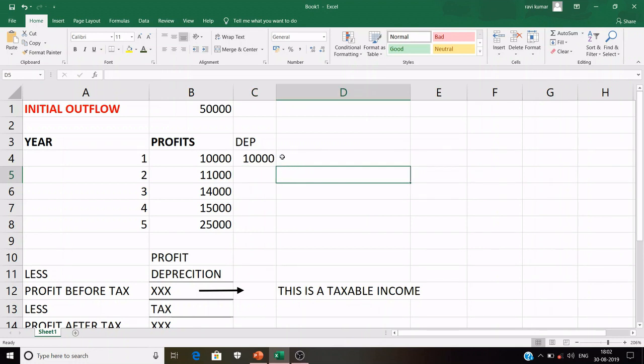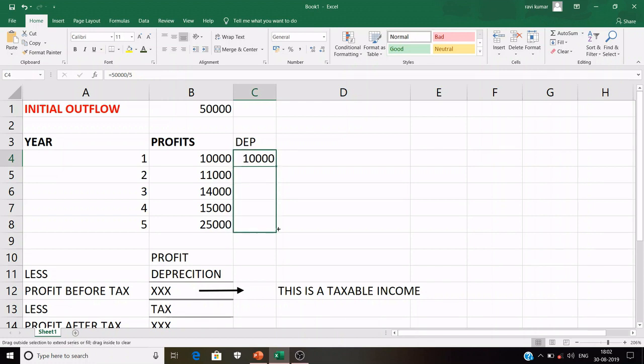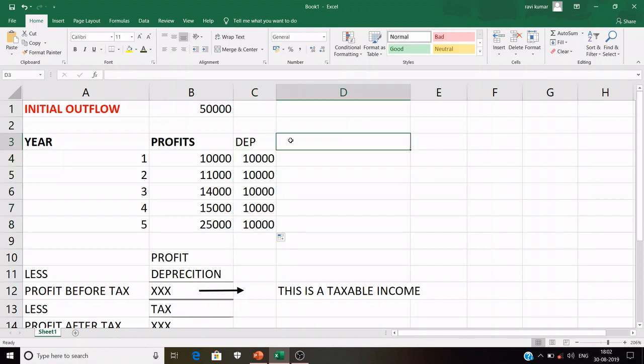Actually, you can solve the same question in your notebook by the same method that I'm doing in Excel. I'm just doing it in Excel to get the calculation fast. But the same method you will adopt while calculating payback period in your notebook. Because we are using the SLM method, our depreciation would be the same in each year. So I'm just dragging this depreciation amount. So our depreciation is 10,000 rupees in each year.